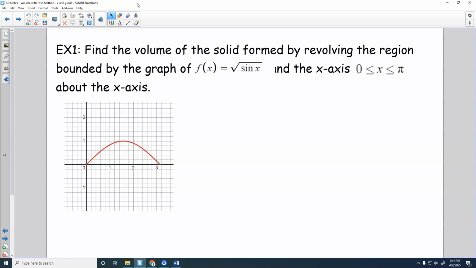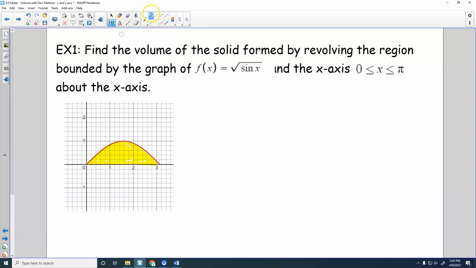So we've got: find the volume of the solid formed by revolving the region bounded by the graph of the square root of sine x and the x-axis from 0 to pi about the x-axis. So what's happening here is that we've got this area right here, and we're going to take that area and spin it around the x-axis. What kind of shape are you going to get? What's it going to kind of look like? It's going to be kind of a football shape, right?